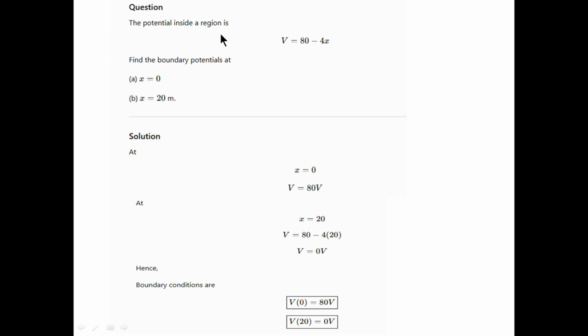Now we have a potential inside the region which is V = 80 − 4x. Find the boundary potential. We have to find the potential at the boundaries where x = 0 and x = 20 meter.